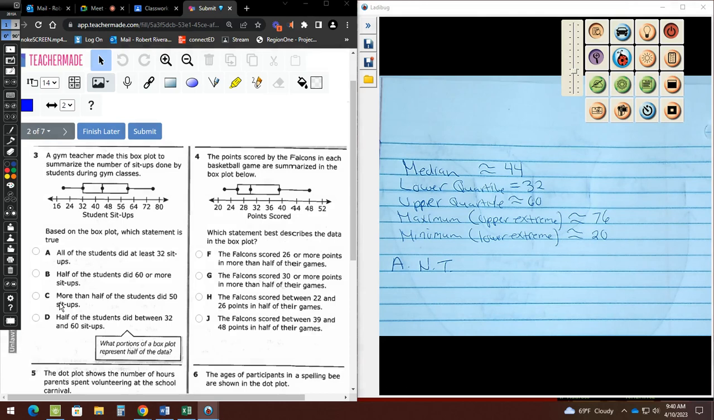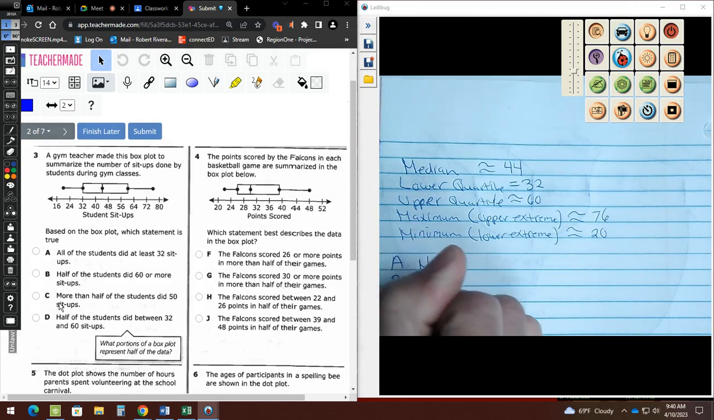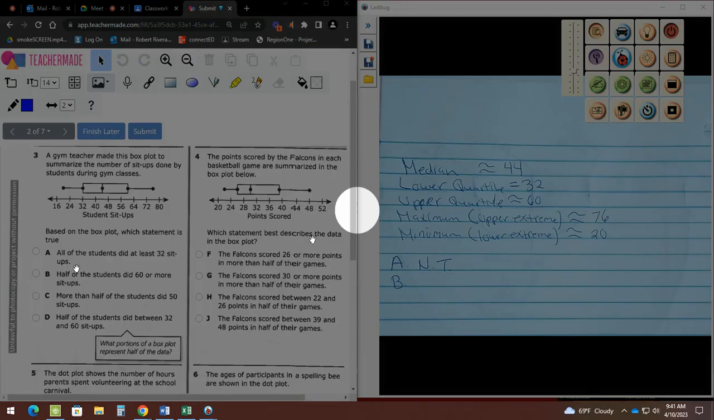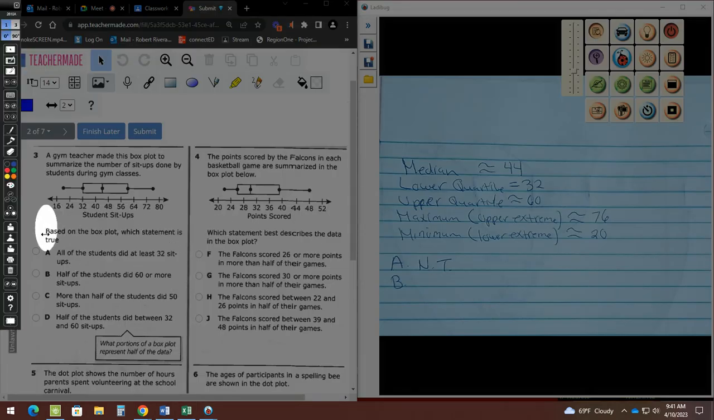B. Half of the students did 60 or more sit-ups. Half of the students did 60 or more. Okay. Where will be half? Right in the middle, the median. You know why? Because this will be 25, 50, and that will be half. So they're saying that half of the students did 60 or more. That's not even 60 or more. That's in the 40s. That's why it's wrong.